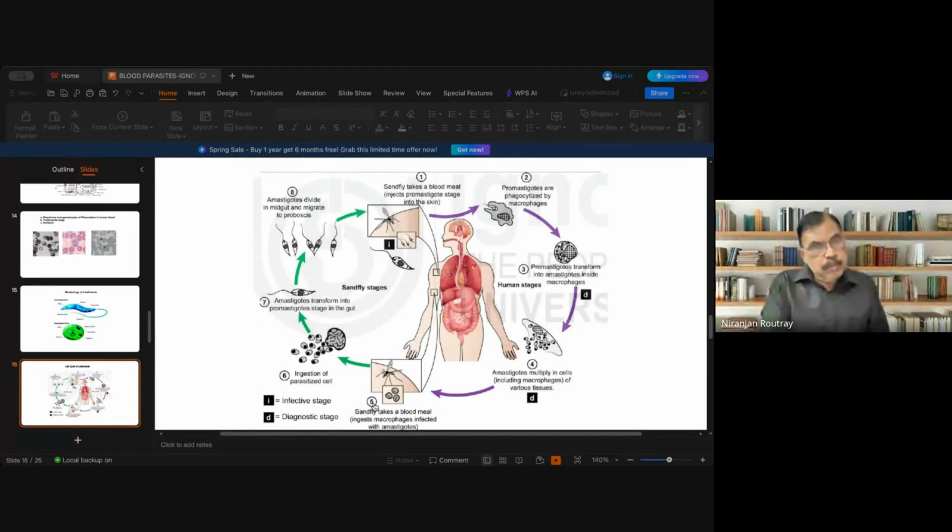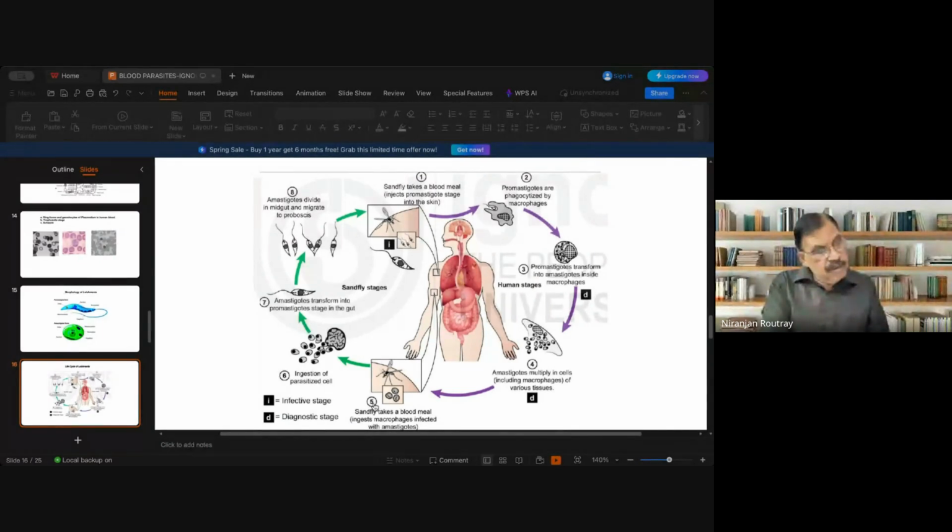Only two products or two daughter cells are produced. The multiplication will continue till the cells are packed with the parasites. So from one promastigote, two daughter cells, then from two, four cells. It will continue unless and until the parasite number becomes 50 to 200 within these macrophages. And subsequently, the macrophages will rupture.